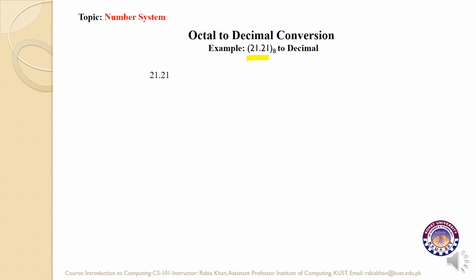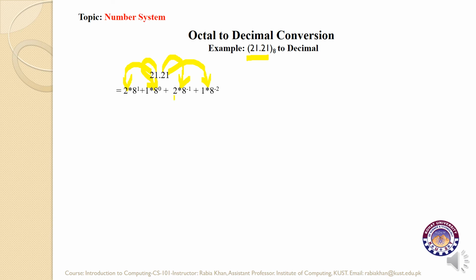So we start the multiplication process from the decimal point. One goes from right to left, another goes from left to right. So this is the number given. How do we multiply? 1 is the first digit in the integer part. It is multiplied by 8, power of 8 is 0. 2 is another digit. It is multiplied by 8, the power of 8 is 1. 2 is the first digit in the fractional part. It is multiplied by 8, the power of 8 is minus 1. And 1 is the second digit in the fractional part. It is multiplied by 8, the power of 8 is minus 2.